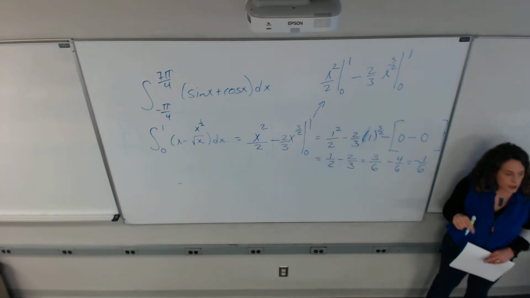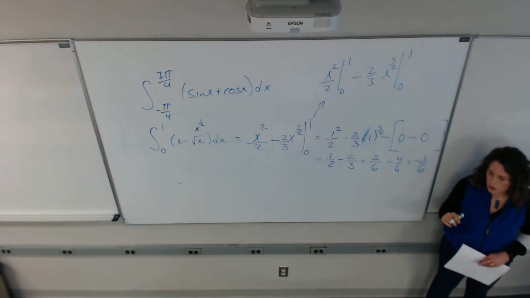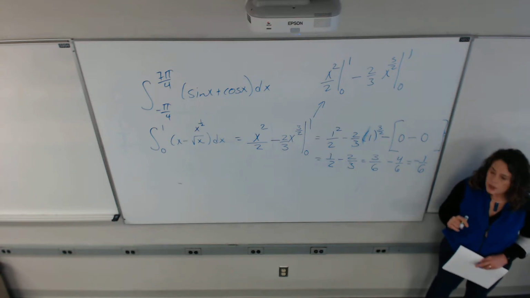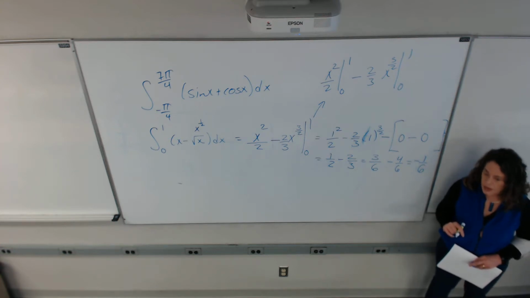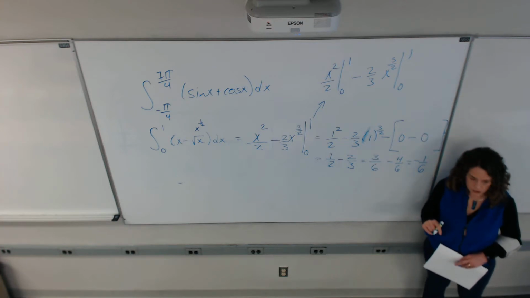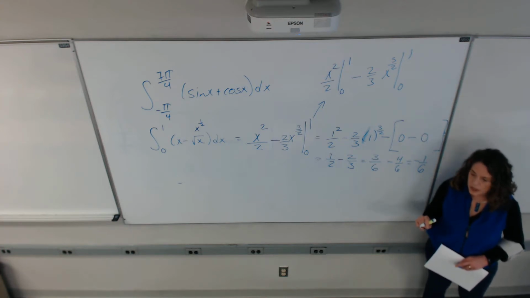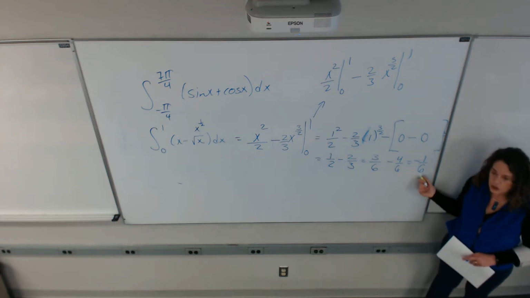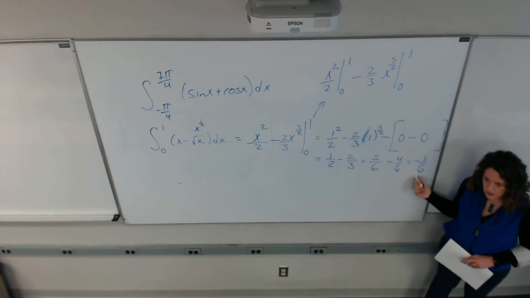You have area both above the axis and below the axis. Where do you have more area? Below. If this were a velocity function, this tells you that your displacement ended up negative 1/6. You ended up south of where you started, because you are displaced in the negative direction. You ended up south. Does that make sense?